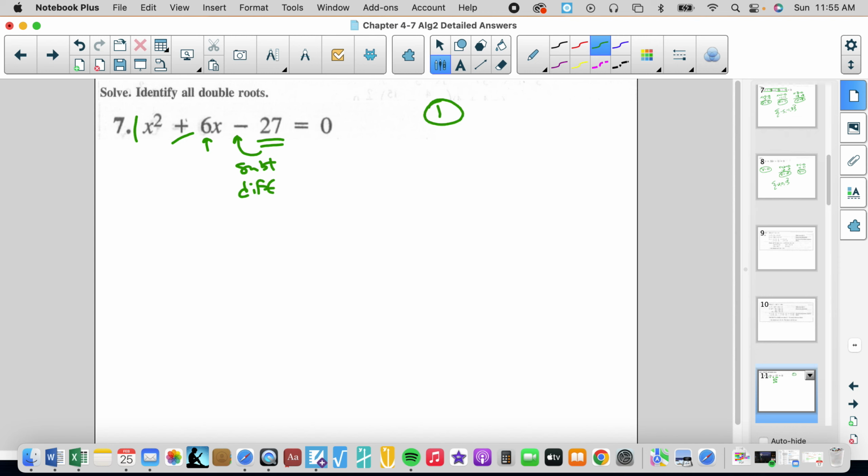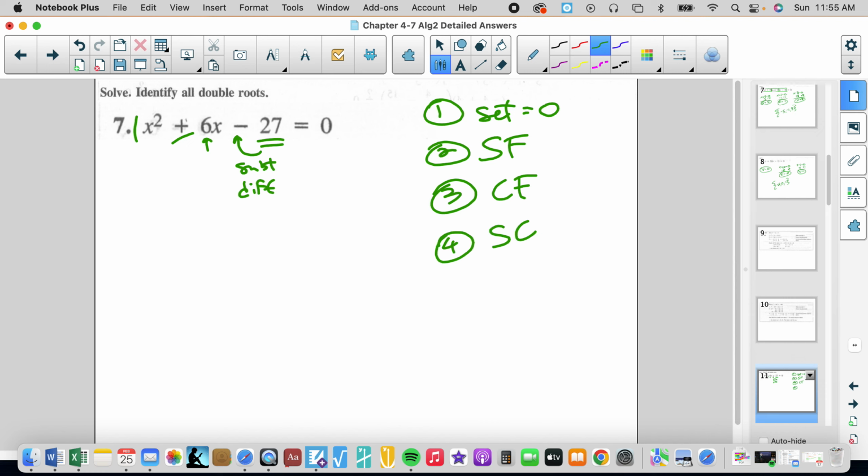Step number 1 is always, is it equal to 0? Set equal to 0. Yes. Then, is it in standard form? Is it x squared, x, and then your constant? Yes. Is there a common factor on the left? Can we factor the left side? Nope. Is it a special case? Is it a binomial square, or is it the difference of squares? So binomial square, second sign is negative, so that's no.